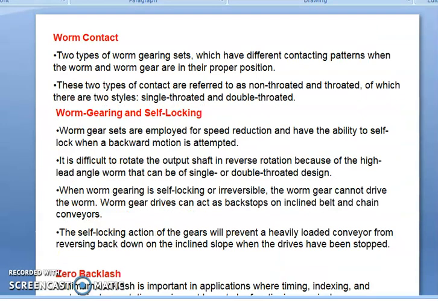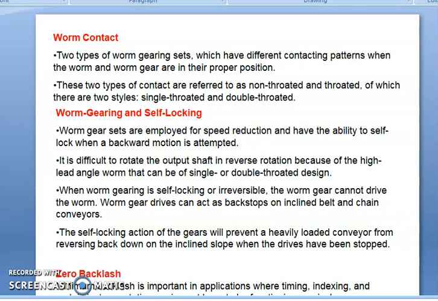Then worm contact. There are two types of worm gearing sets which have different contact patterns when the worm and worm gears are in their proper positions. These two types of contact are referred to as non-throated and throated, of which there are two styles, that is single throated and double throated.